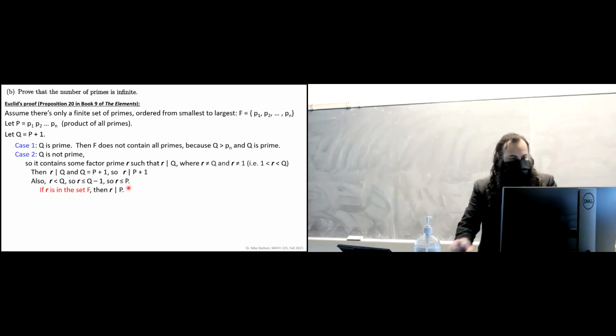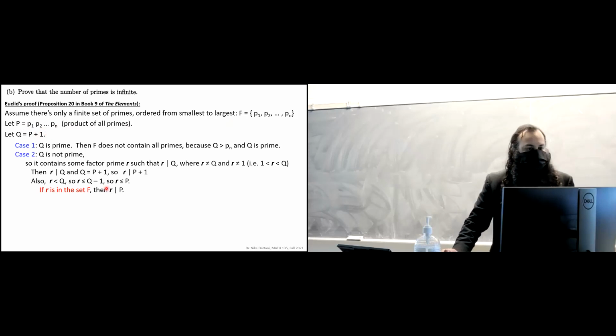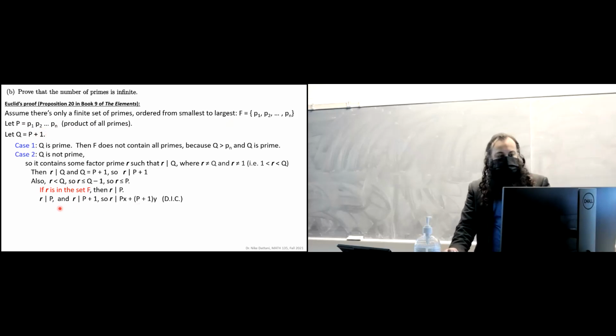All right. So if R is in the set F, then R divides P. Why is that? Because P is the product of all these primes, so if R is in that set, then R divides P because it's one of the factors in there, okay? So now R divides P, and R also divides P plus 1 because we proved that right here. R divides Q, and Q equals P plus 1, so R divides P plus 1.